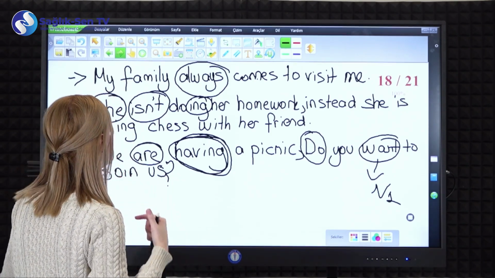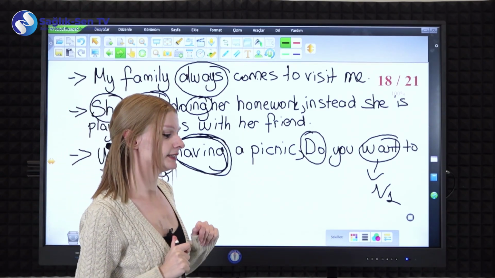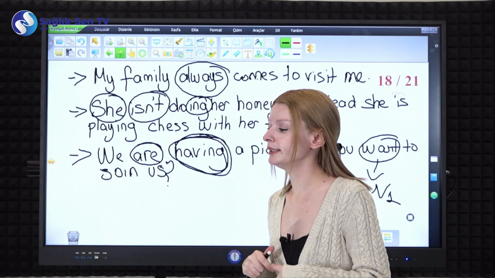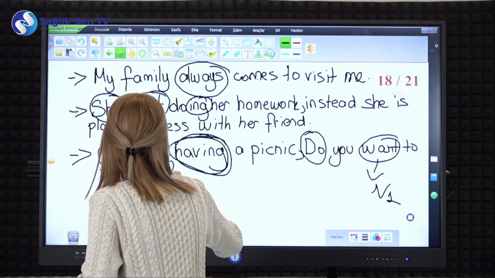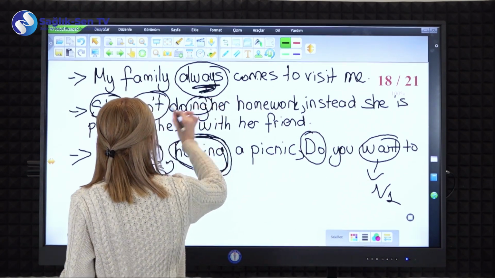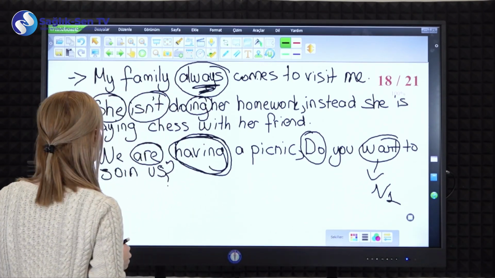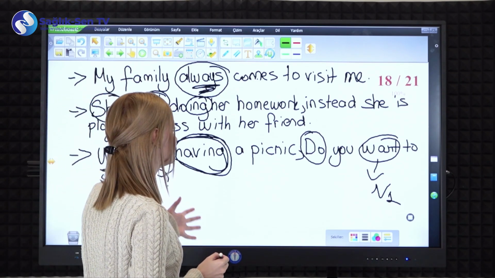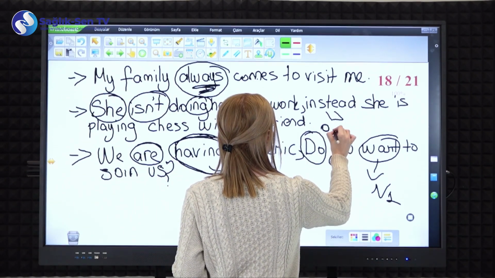My family always comes to visit me. This is a present simple example that happens regularly, and this word indicates that. She isn't doing her homework. Instead, she is playing chess with a friend.